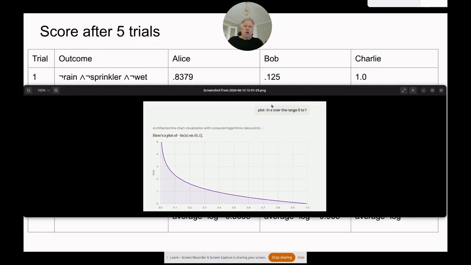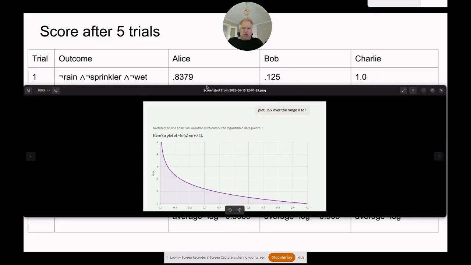All right, so we go out and we observe. It's not raining, the sprinkler's not on, and it's not wet. So how do we score these? Alice basically said, well, in my probability model, I think that has a probability of 0.8379. Bob, the little baby, says everything's equally okay. That's a 0.125. Doesn't have any opinion. Charlie says, yep, just like I said. So Charlie basically scores a 1 because he said that was a 1 probability.